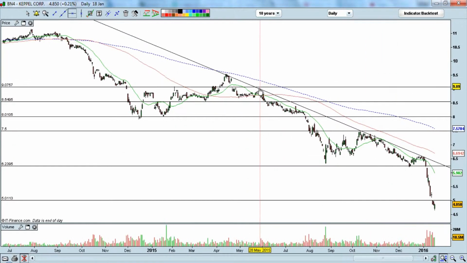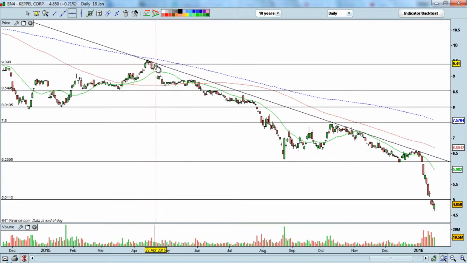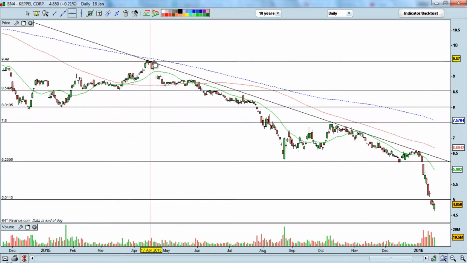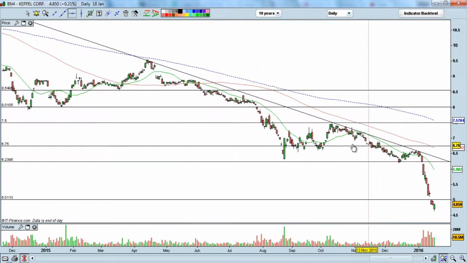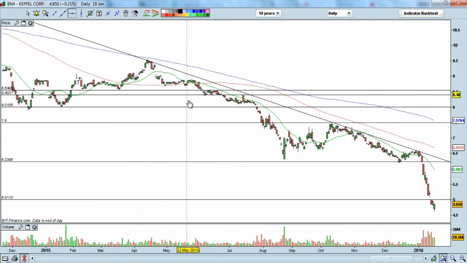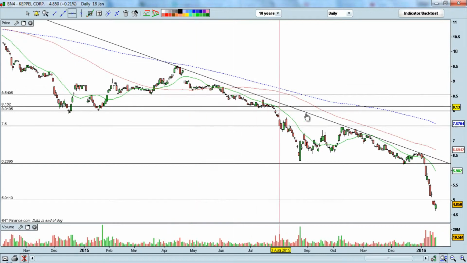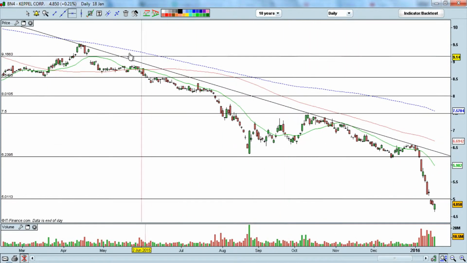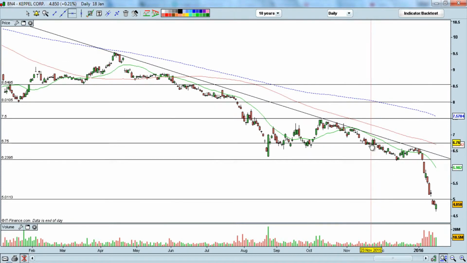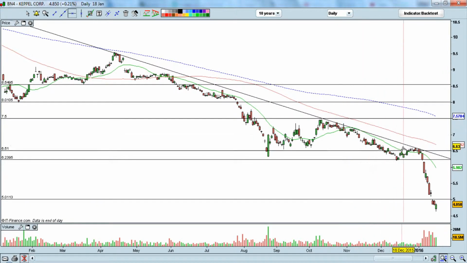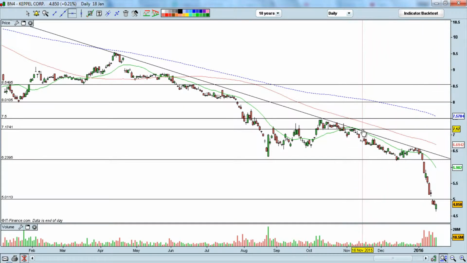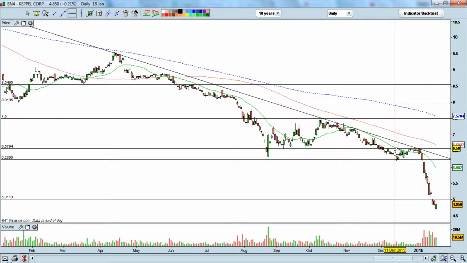But we could draw a channel resistance line, just connecting this point, this point, and this point all the way. Prices have always been hovering below this channel resistance line since April 2015. When this happens, the trend is still weak, and you can see that this line is parallel to the 200 days, 100 days, and 20 days moving averages. So everything is clearly pointing down.